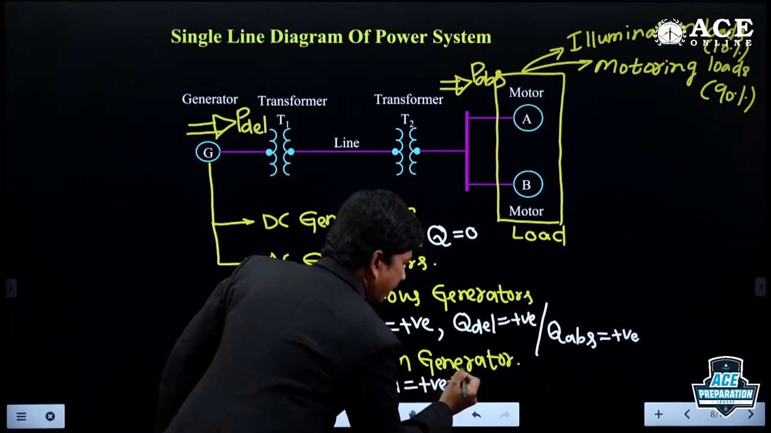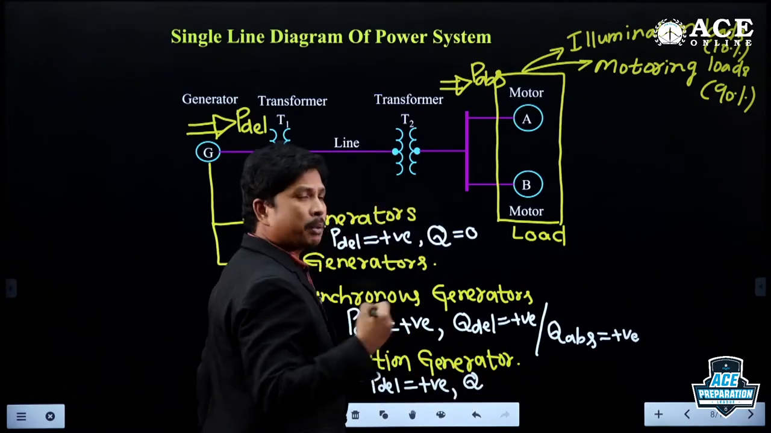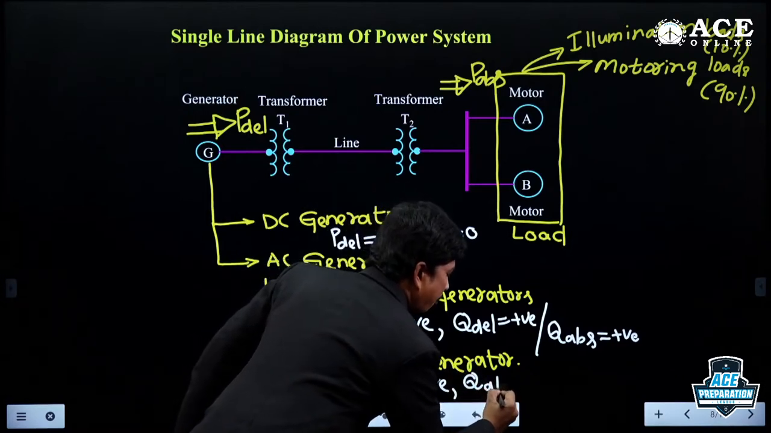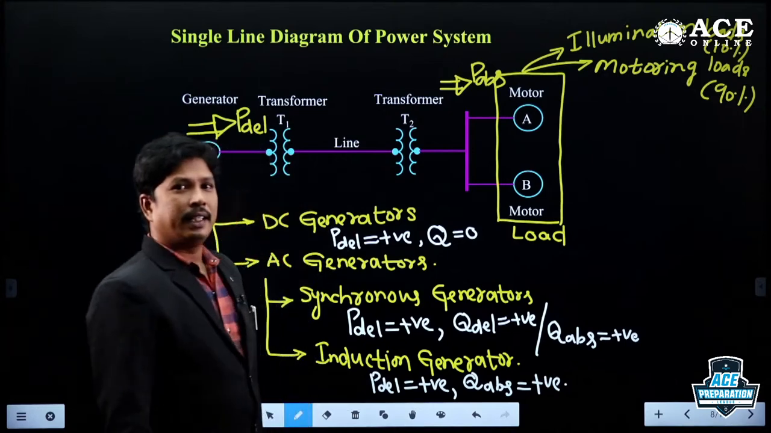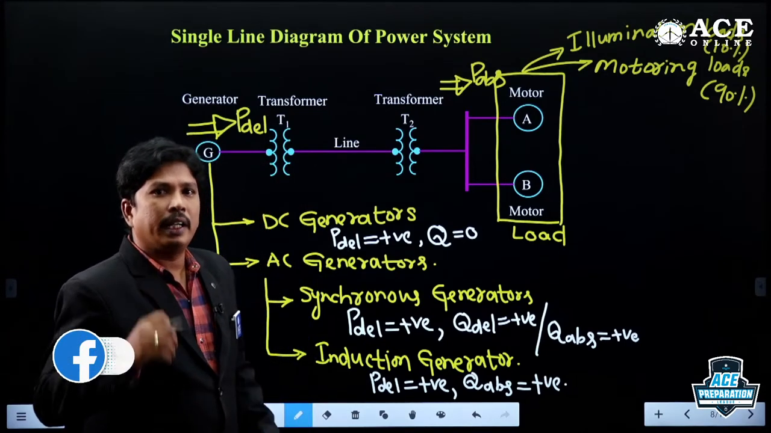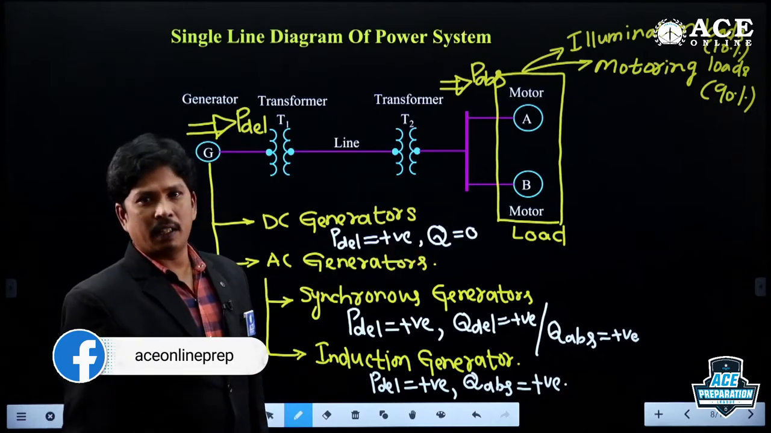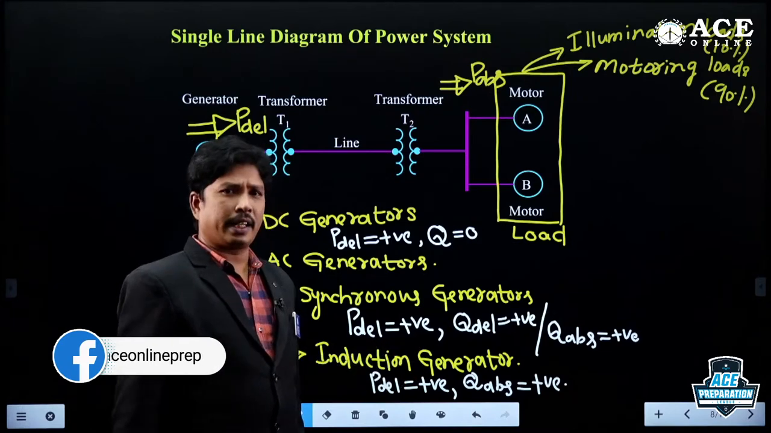Therefore, this induction generator always absorbs some amount of reactive power. What is that? A positive value. Clear? It always absorbs the reactive power. By absorbing the reactive power, it can deliver the active power, which is the major drawback of the induction generator.